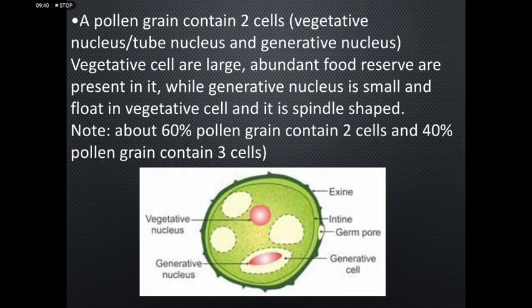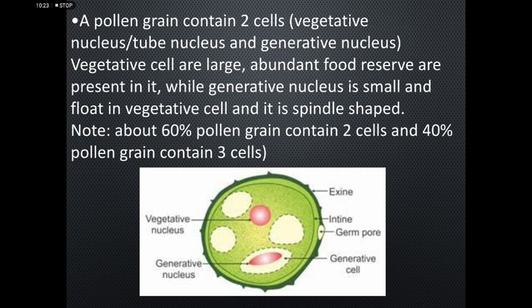A pollen grain consists of two cells, that is the vegetative nucleus or tube nucleus and the generative nucleus. Vegetative cells are large, and abundant food reserves are present in them, while the generative nucleus is small, floats in the vegetative cell, and is spindle shaped. About 60% of pollen grains contain two cells, and the remaining pollen grains in some other plant species contain three cells.